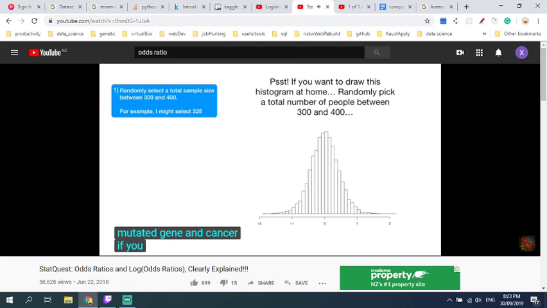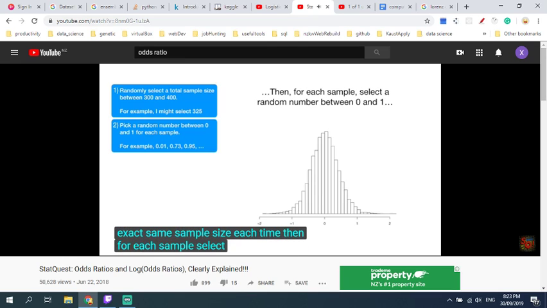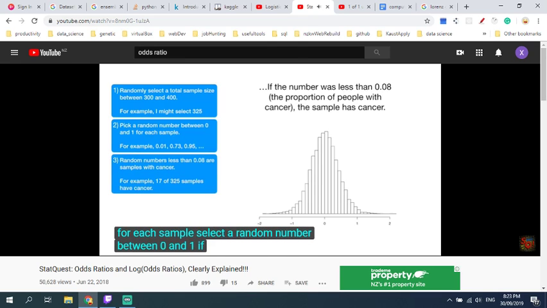Psst! If you want to draw this histogram at home, randomly pick a total number of people between 300 and 400. We do this to simulate the fact that if we repeated this experiment, we might not get the exact same sample size each time. Then, for each sample, select a random number between 0 and 1. If the number was less than 0.08, the proportion of people with cancer, then the sample has cancer.